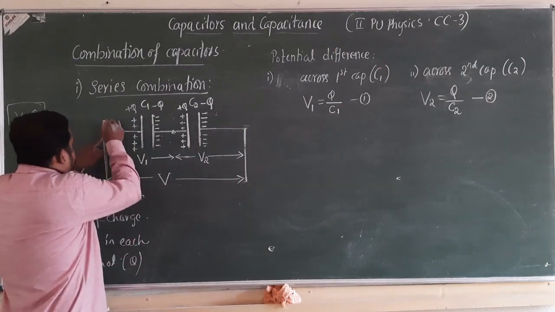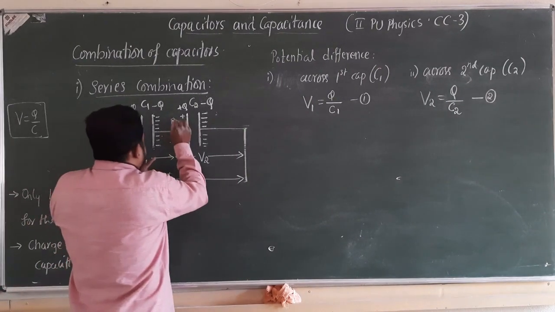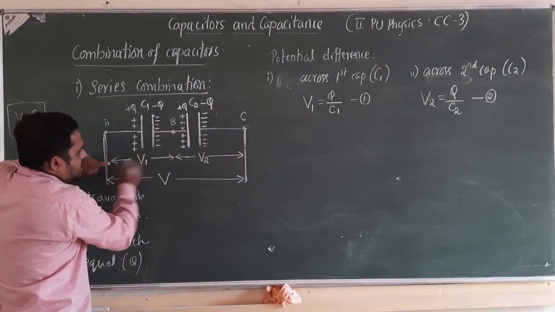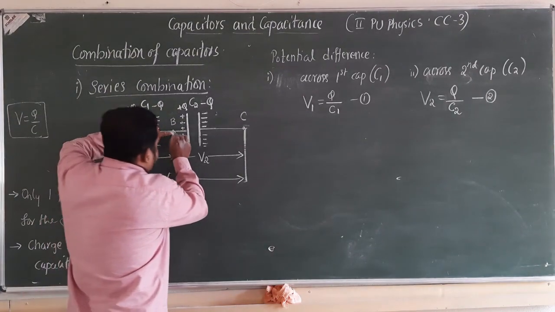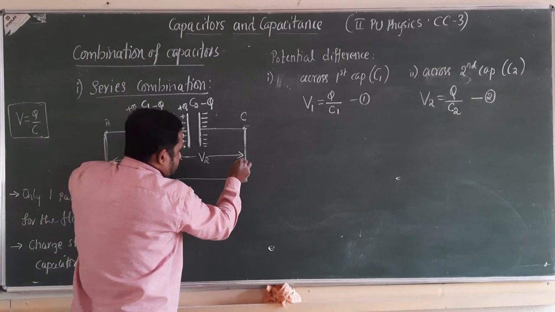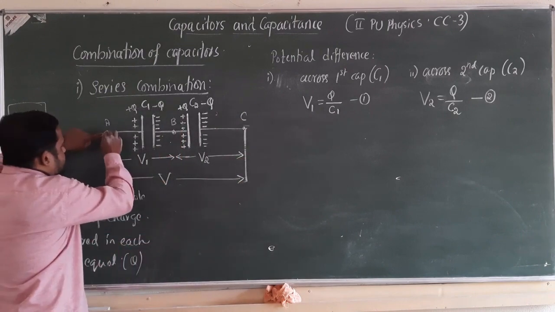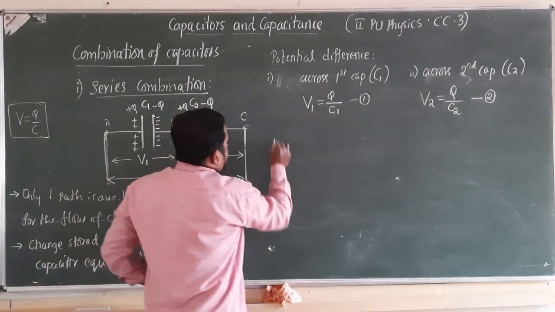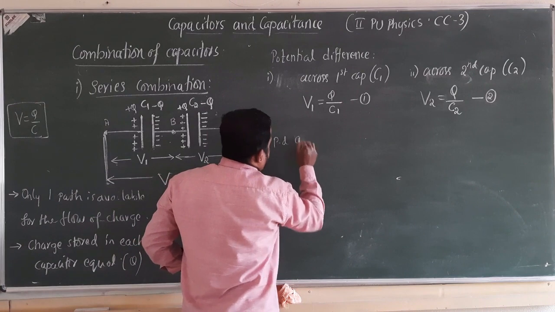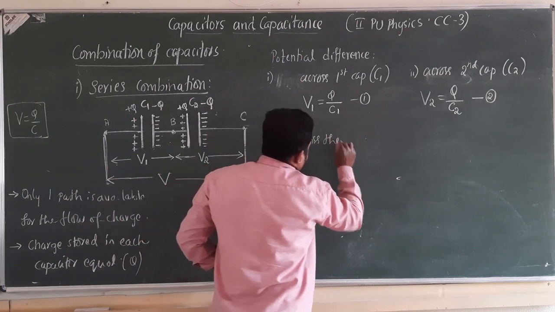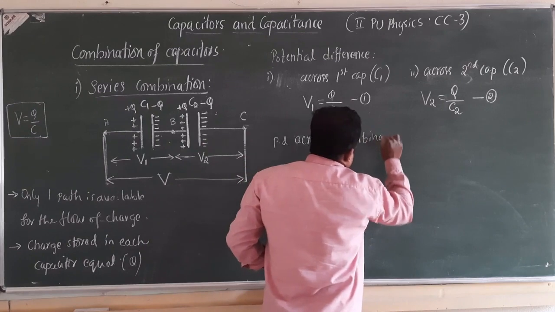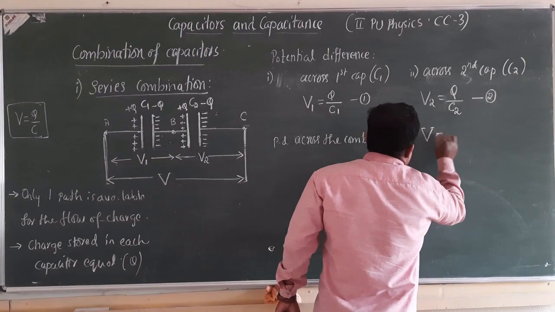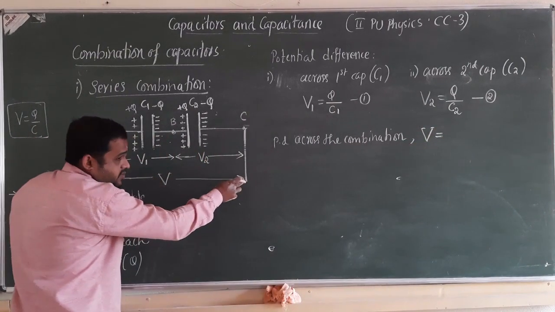Now, if I consider this point as A, this point as B and this point as C, the potential difference between the points A and B is V1. The potential difference between the points B and C is V2. Then what is the potential difference between the points A and C? It is nothing but V, the potential difference across the series combination of capacitors. So, it is the potential difference between these two points.